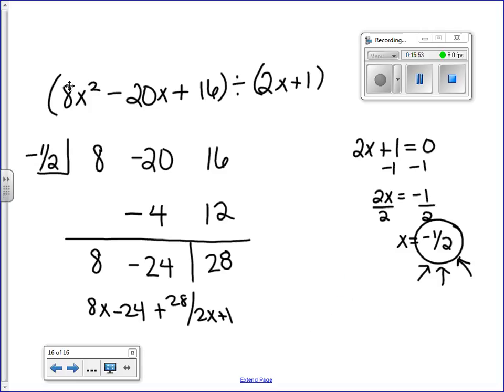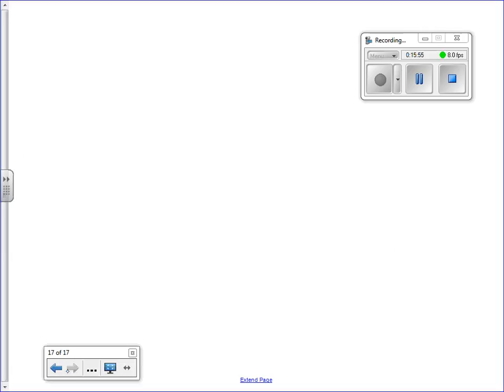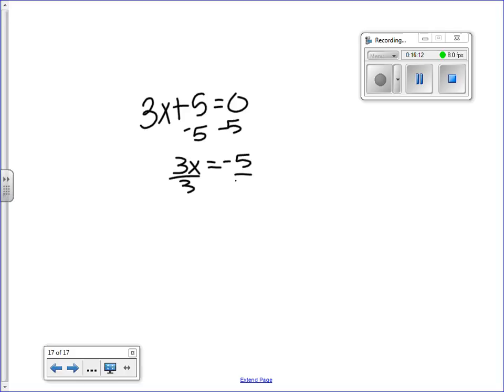So, let me ask you this. What if you were dividing by 3x plus 5? What would go in the little box? Negative 5 over 3. Yes. So you subtract your 5 and divide by 3. Whatever it is, you just solve for x, and that's what goes in your little square thing. Okay?